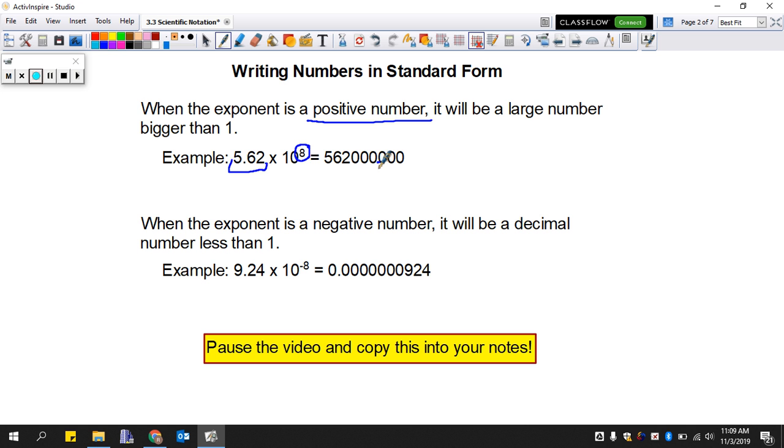Sometimes commas can be a little bit confusing, so oftentimes I don't worry about the commas. If an exponent is a negative number, it's going to be a decimal number less than 1. So 9.24 times 10 to the negative 8 is going to be a decimal number with a bunch of zeros in front. Up here with the positive 8, you had a bunch of zeros after the 5.62. Pause the video and copy this information into your notes.